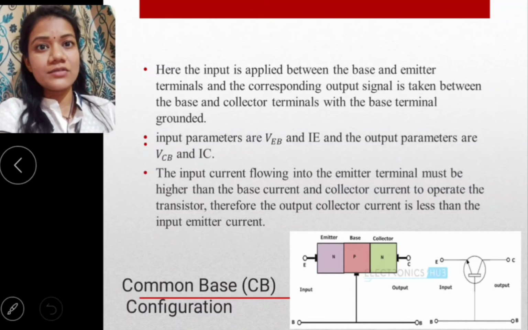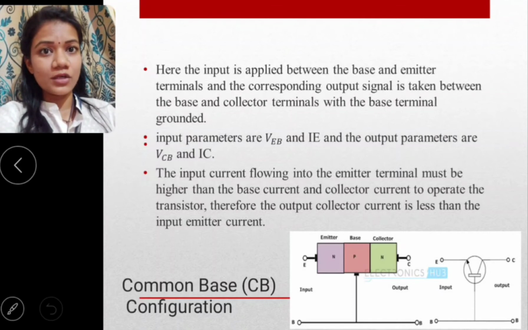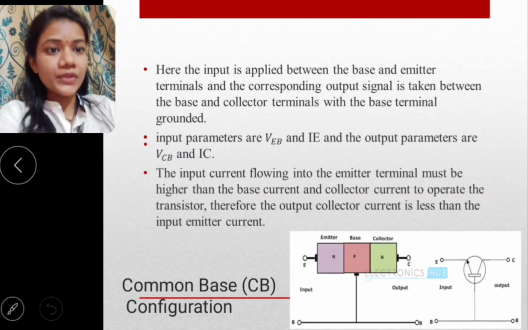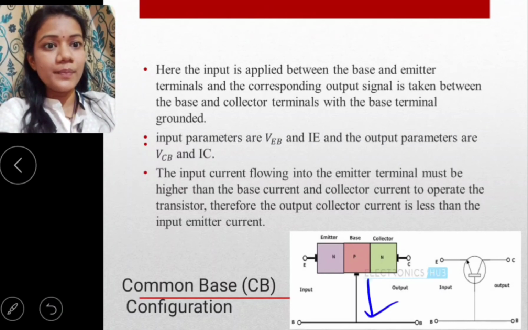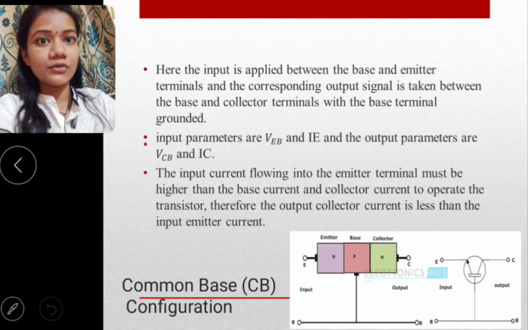They are named based on their terminals, that is common base configuration, common emitter configuration, and common collector configuration. We are going to see the common base configuration first. What is meant by common base configuration? In this, the base terminal is common between your input terminal and output terminal. Here you can see that your base is common between emitter and collector, so we call it a common base configuration.